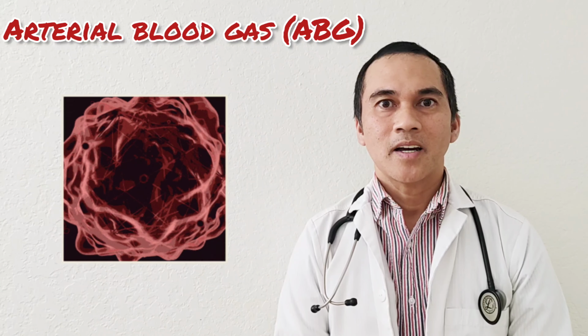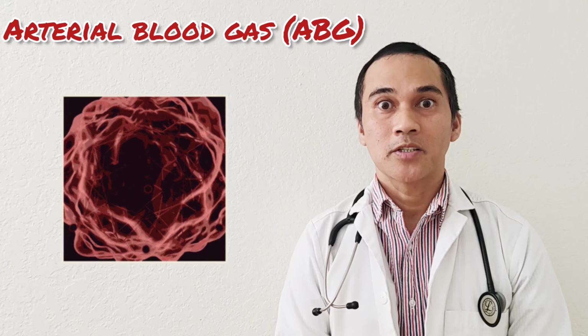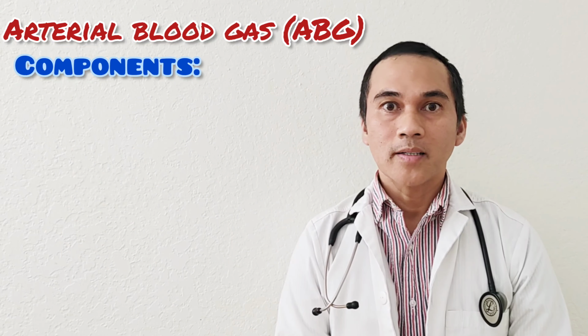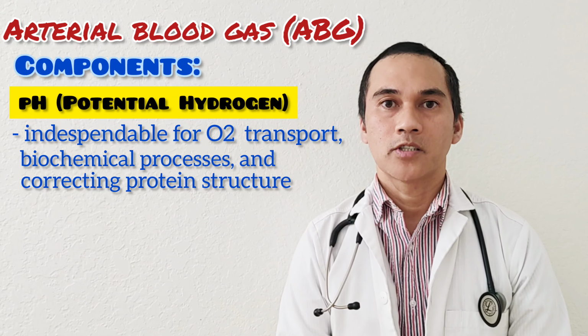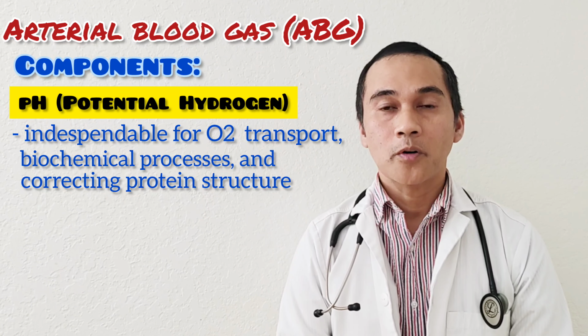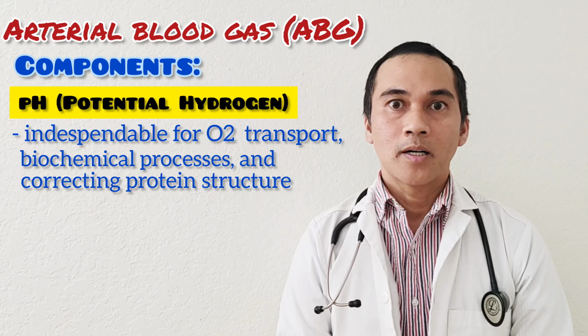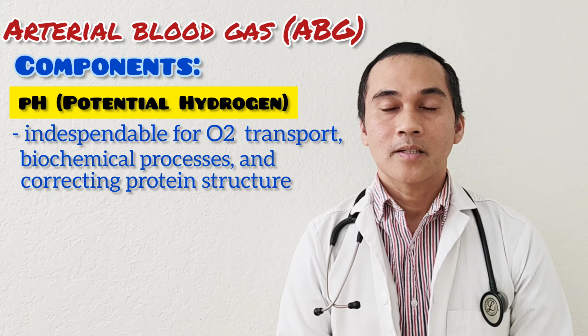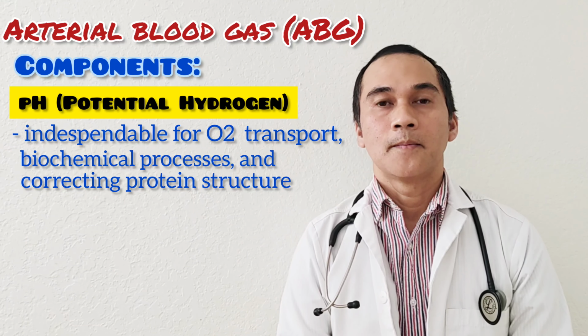Today, I'll be discussing arterial blood gases interpretation. What are the components of ABG? We have number one, the pH or the potential hydrogen. pH is indispensable for oxygen transport. It is also needed for our body's biochemical processes and for correct protein structure.